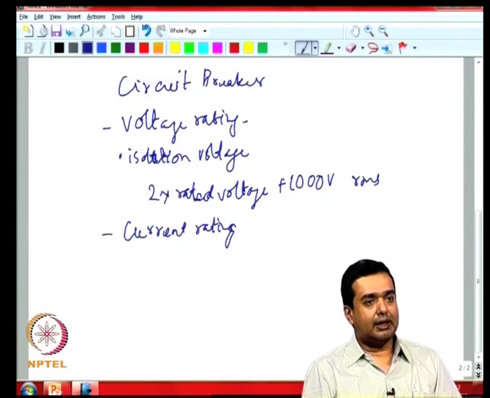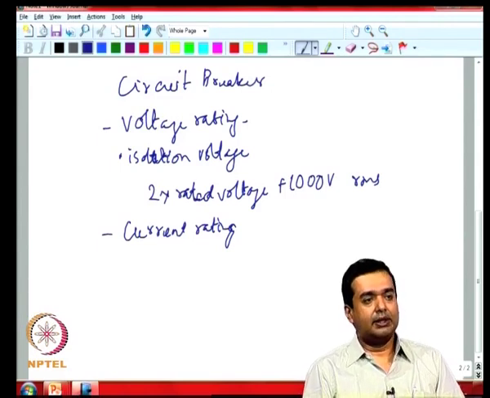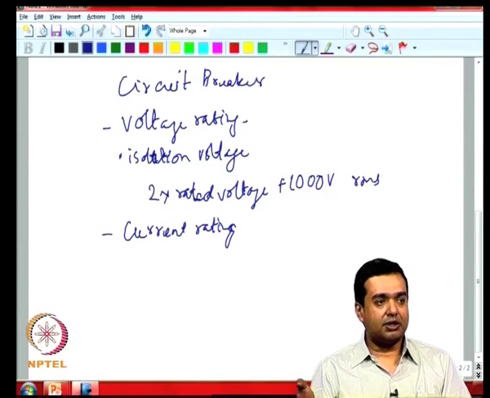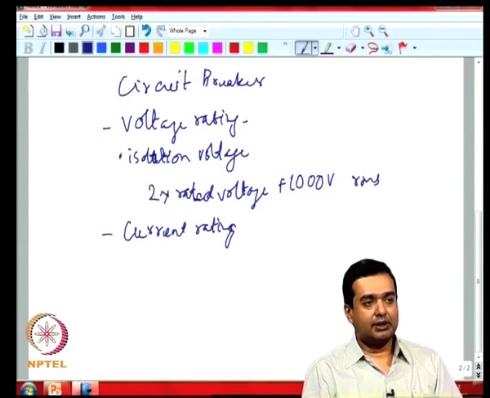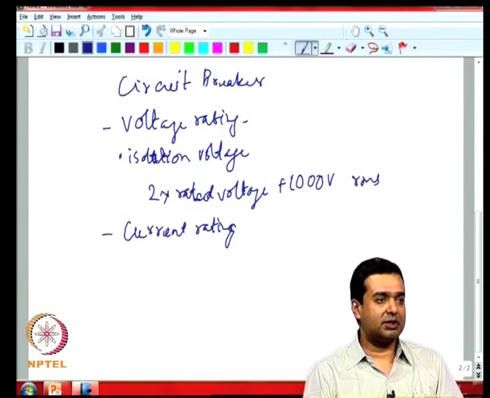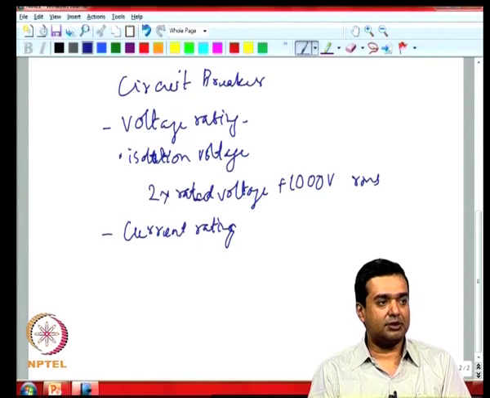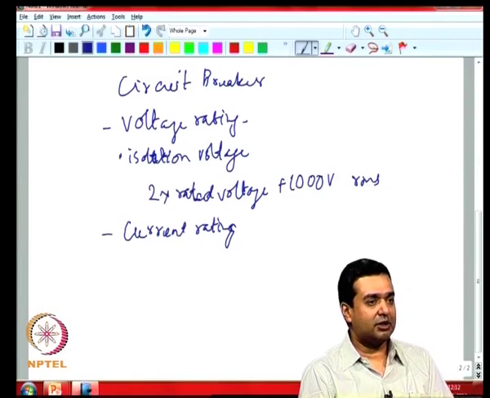The second aspect of the current rating which is important is this: you use a 10 amp or a 20 amp circuit breaker, but when there is a fault downstream of the circuit breaker, your actual fault current is much higher. It could go up to hundreds of amps, thousands of amps. So, how much current can it actually interrupt? The interrupt rating of your circuit breaker is also an important parameter.